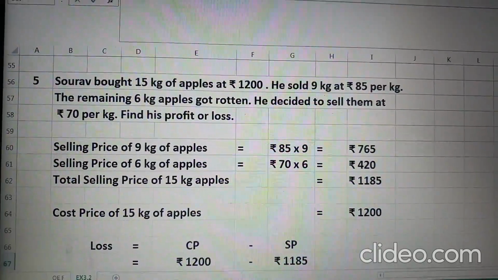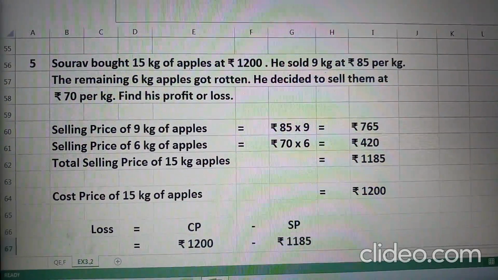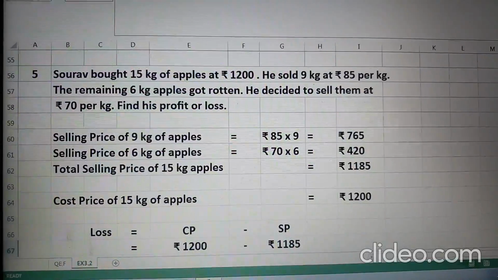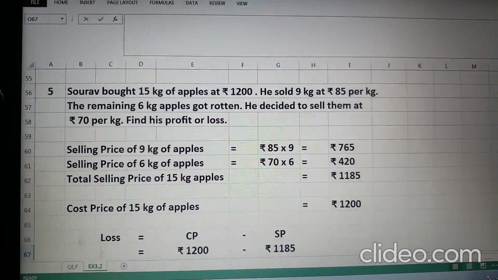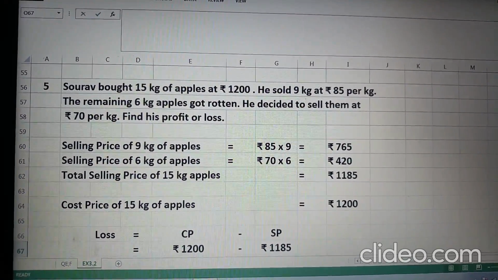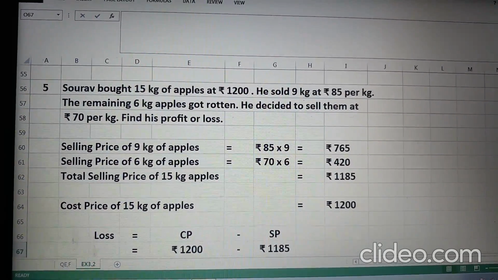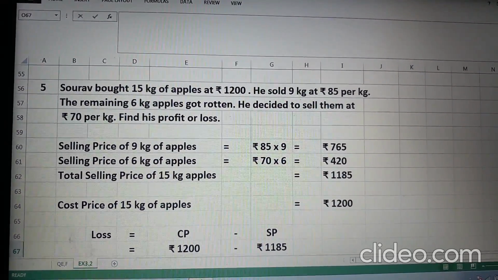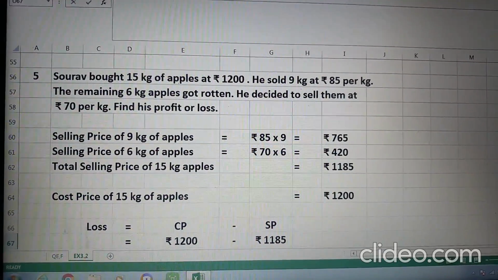He sold 9 kg at rupees 85 per kg. The remaining 6 kg apples got rotten. He decided to sell them at rupees 70 per kg. Find his profit or loss. Now understand the question. Now Saurabh bought total 15 kg of apples at rupees 1200. He sold 9 kg at rupees 85 per kg. 9 kg उसने 85 per kg से sell कर दिए.